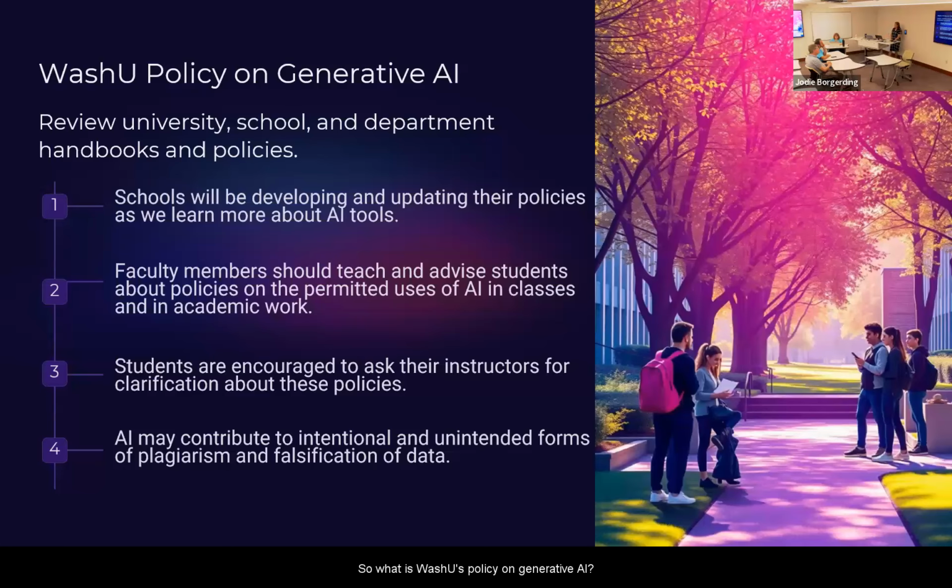So what is WashU's policy on generative AI? Basically, there is no university-wide policy on using generative AI, but instead each school or department may have their own policy. And even within those schools or policies, it's up to the individual faculty, professor, or instructor to determine how they do or do not want students to use generative AI. So the moral of the story is check with your professor. Don't assume that AI is acceptable. Don't assume that AI is not acceptable. Check with your professor, with your instructor, or go above to the school or department to check their AI policy.